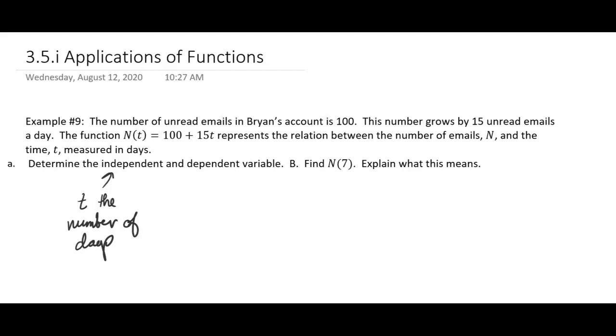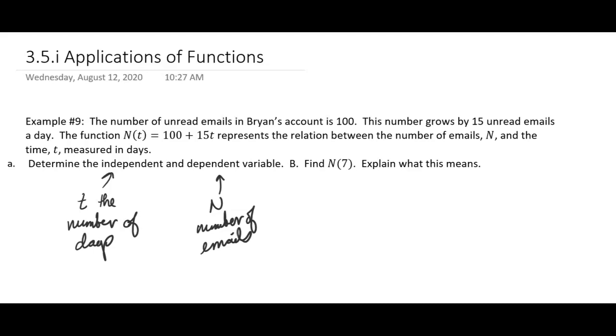Okay, so t represents the number of days that are going by, and that is the independent variable. The dependent variable is n. That's the total number of unread emails. So number of emails. Okay, so that's what they wanted you to do, trying to get used to this idea of function and how an independent variable and a dependent variable work.